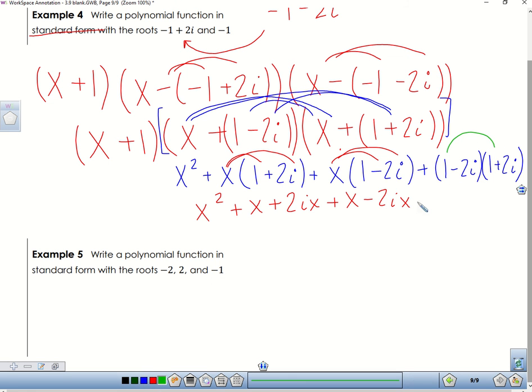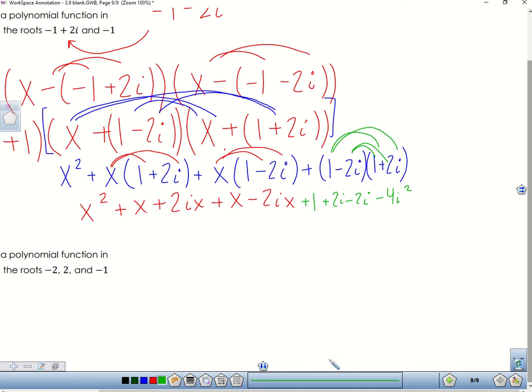So first times first, that's going to be plus 1. Outer times outer, that's going to be plus 2i. Inner times inner is minus 2i. Last times last is going to be negative 4i to the second power, i squared. Like that. And then we're going to combine and cancel what we can cancel, combine what we can combine, and all of that.